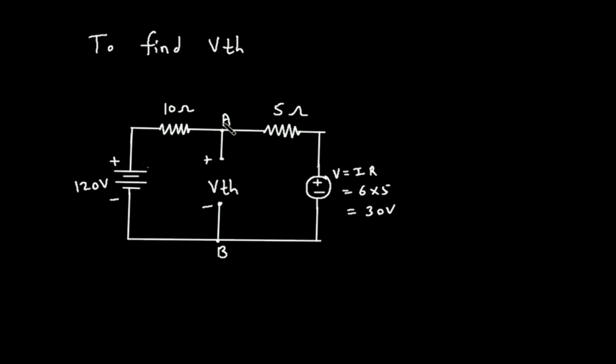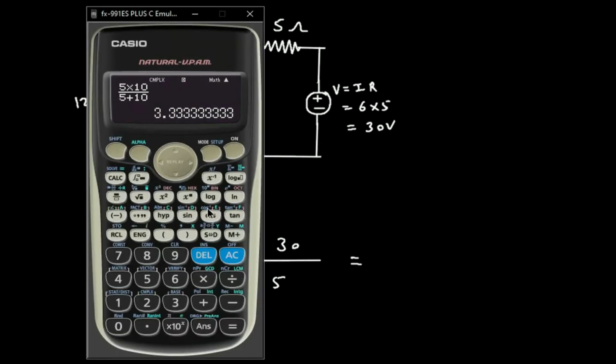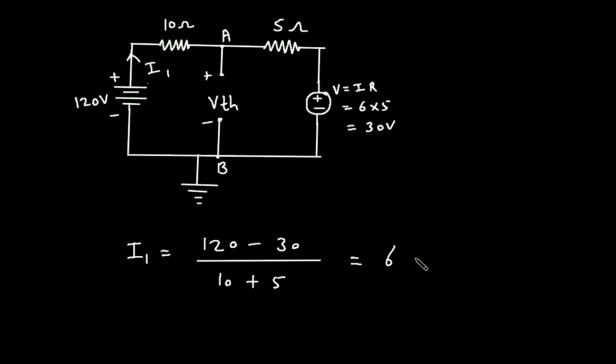So first we have to find this voltage, this VA. Let's say this is a ground node. Let's say this is current I1. So I1 is equal to this voltage, that is 120 minus 30, divided by R, since I is equal to V by R. So V is 120 minus 30. Then R will be 10 plus 5. So 120 minus 30 divided by 10 plus 5. So it is 6. The value for I1 is 6 ampere.